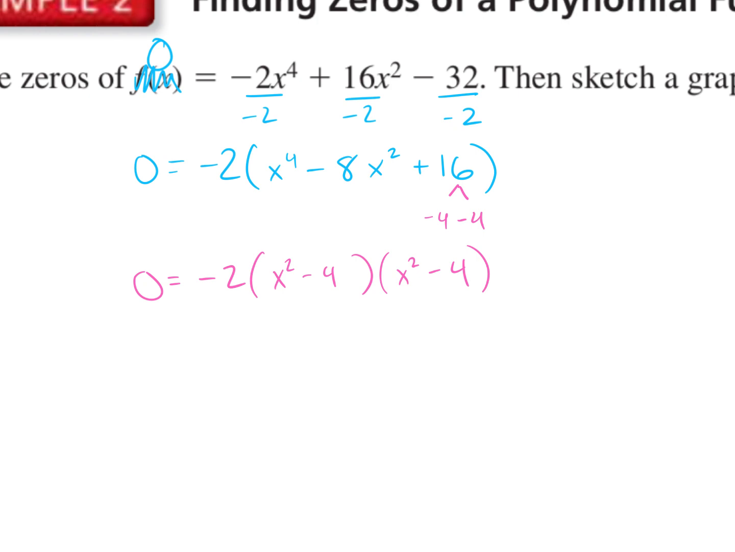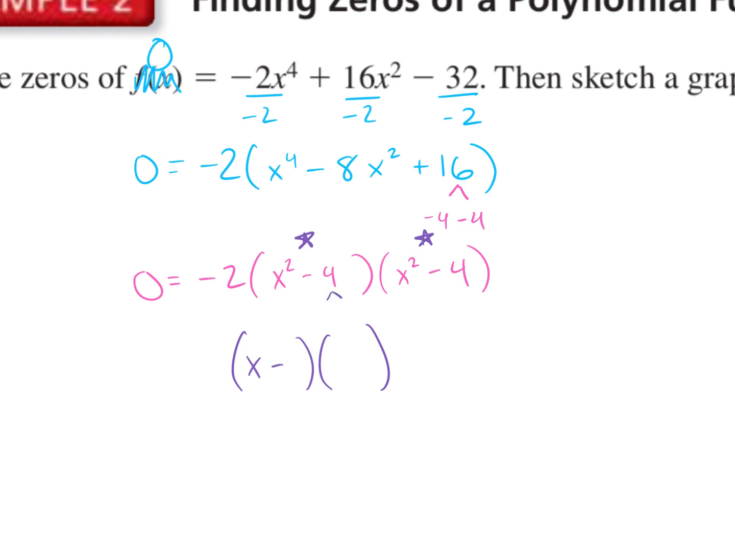Now can we factor this anymore? Why? How? They're both perfect squares. So this is the difference of squares and this is the difference of squares. So what does it factor into? X minus 4 and then x plus 4.